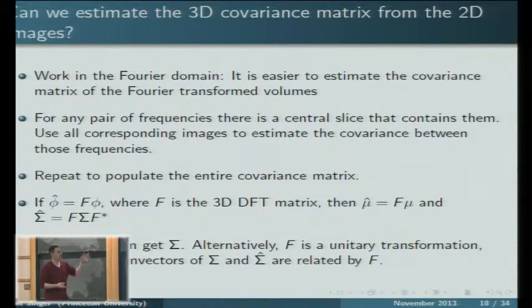Okay, so this slide just summarizes what I just said. Once you get the covariance matrix and the mean in the Fourier space, then all you need to apply is the inverse Fourier transform. The covariance matrix is just conjugation from left and right with the Fourier transform. Once you have estimated the covariance matrix in the Fourier domain, you can get it also in the real domain. Or alternatively, because the Fourier transform is a unitary transformation, you can just compute eigenvectors, and these will be the Fourier transforms of the eigenvectors in the real domain.